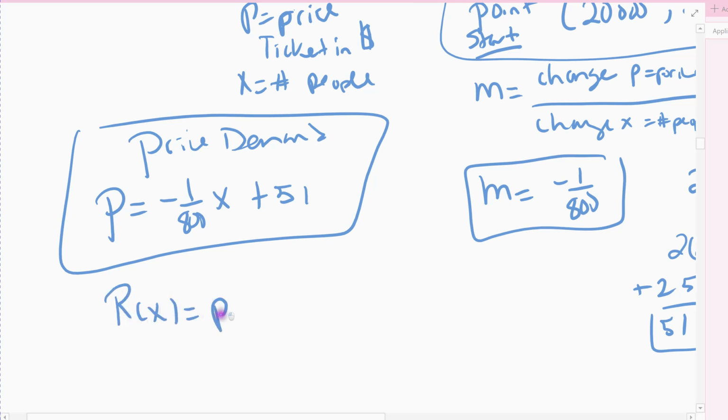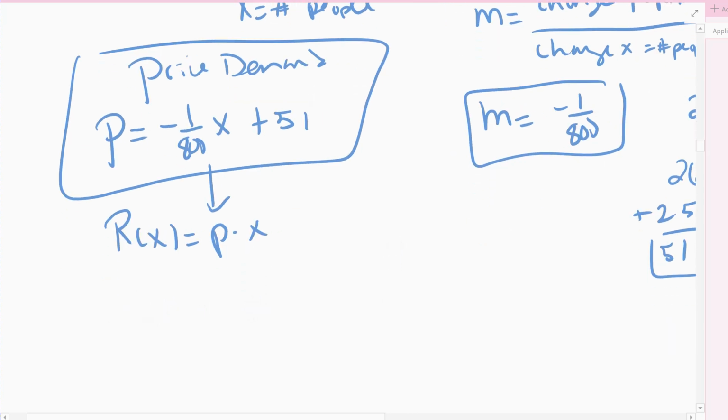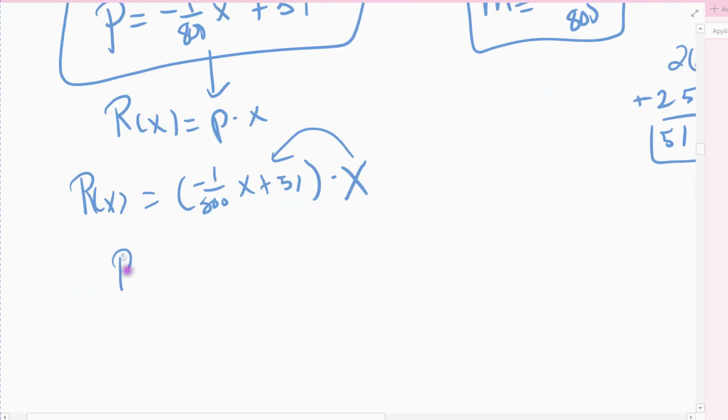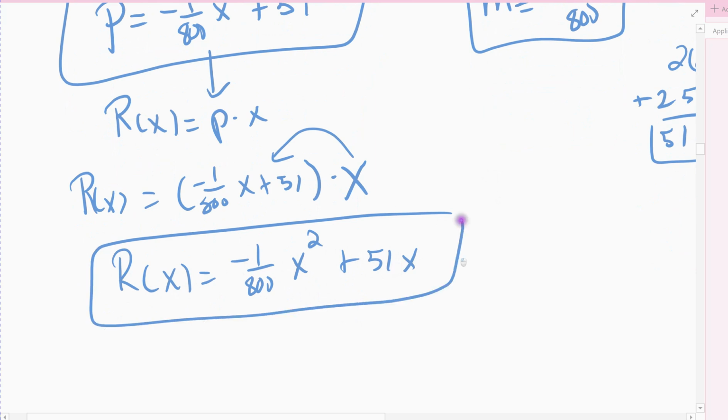Now the revenue is just take that linear price and multiply it by another x. All right, revenue is that price demand times x, so revenue is my negative 1 over 800x plus 51 times another x. So you've got to remember times another x. And so my revenue is negative 1 over 800 x squared plus 51 times x. There is my revenue.